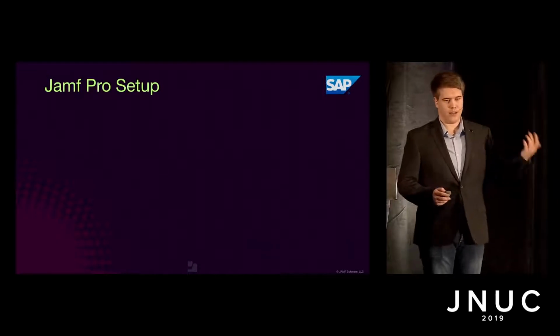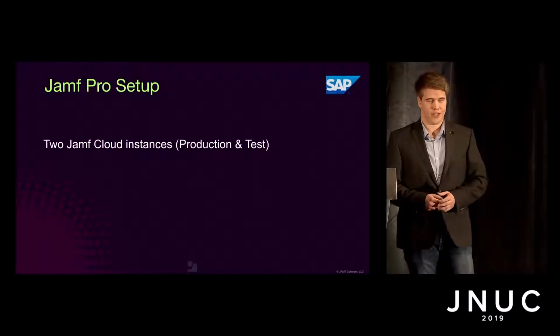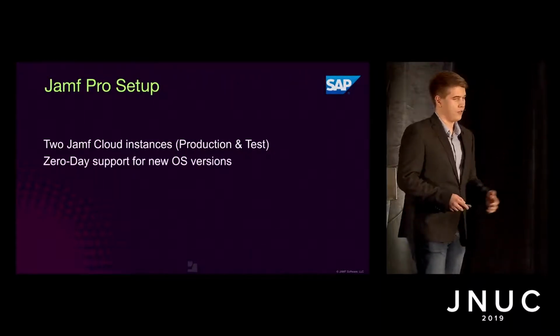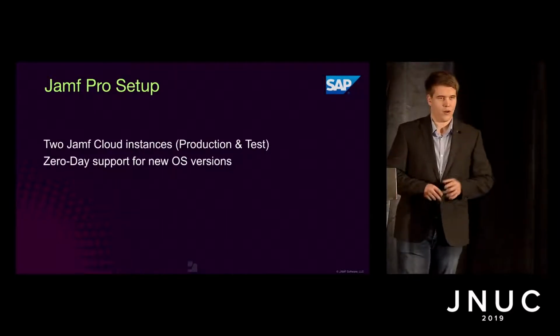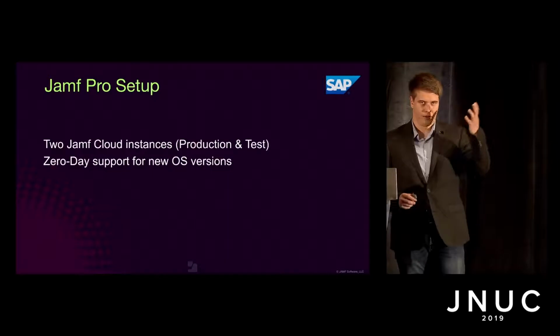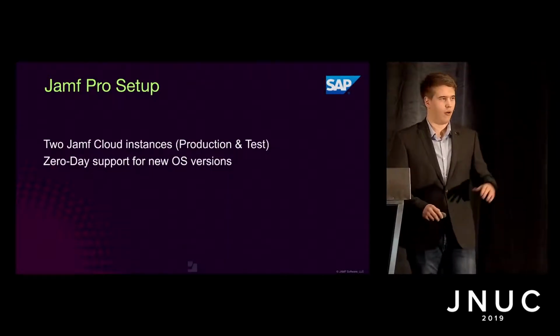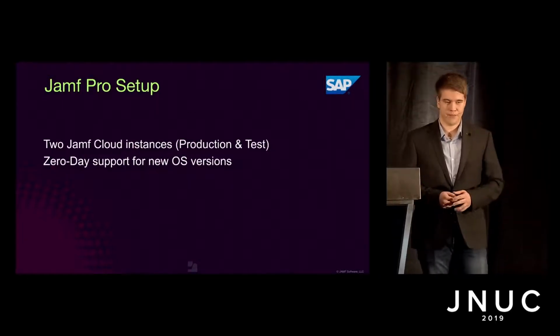Well, just to go over some basics for that, we have 2 Jamf Cloud instances, one for production, one for test, which allows us to also support 0-day support for new operating system versions. So every time Apple releases a new beta and also Jamf releases a new beta, we can test everything and make sure it works before we put it in production, and so our users can benefit from the new features.